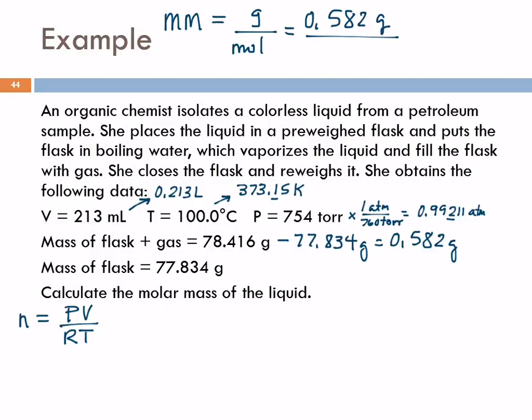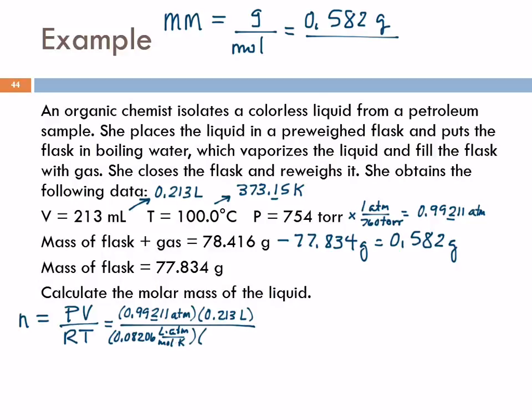So I converted volume, temperature, and pressure into the units specified by the ideal gas constant. So now I can use the ideal gas law down here, and I've got pressure 0.99211 atmospheres. And I've got volume 0.213 liters. And I've got the ideal gas constant 0.08206 liter atmospheres per mole Kelvin.